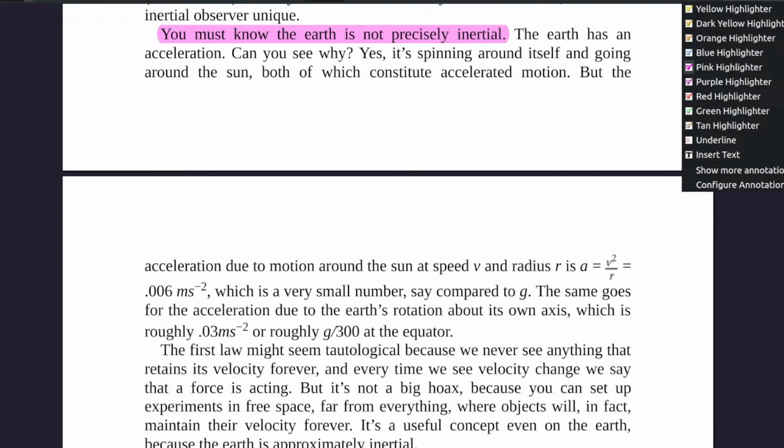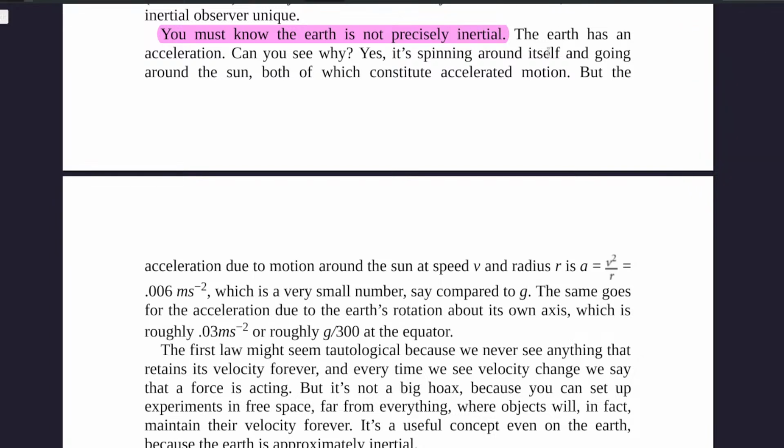Can you see why, Stone? Yes, it's spinning around itself and going around the sun, both of which constitute accelerated motion. Case closed. I'll see you guys later. Sorry. Yeah, punch out. All right.